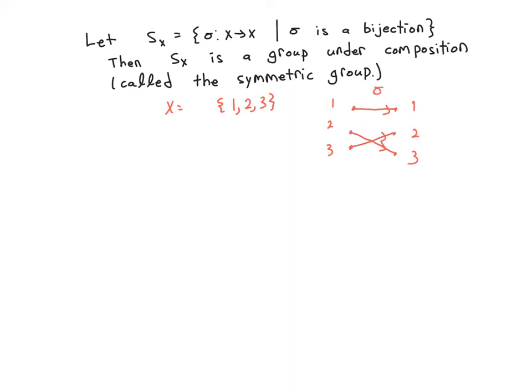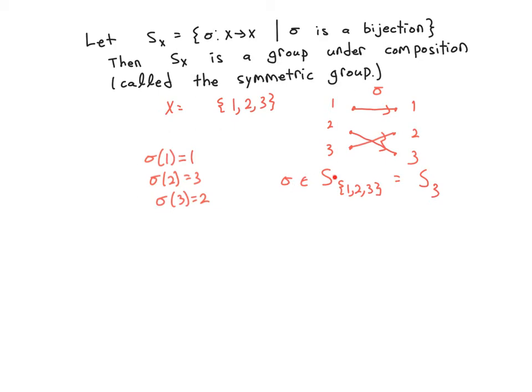So this is an example of a function that is a bijection because it's injective, and you can see that it's also surjective because for every y value, there is an x value such that sigma of x is equal to y. So this particular map is in S sub {1, 2, 3}, which is often abbreviated as S sub 3. Whenever the set you're working with is the integers 1 through n, we'll often use S sub n instead for shorthand notation.